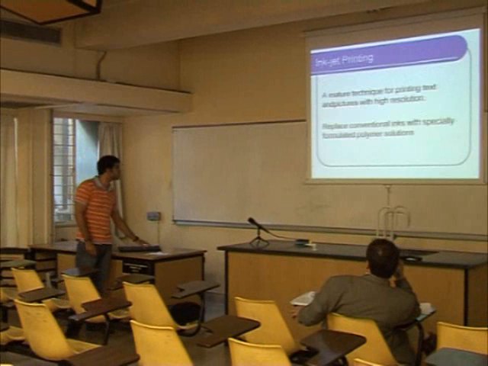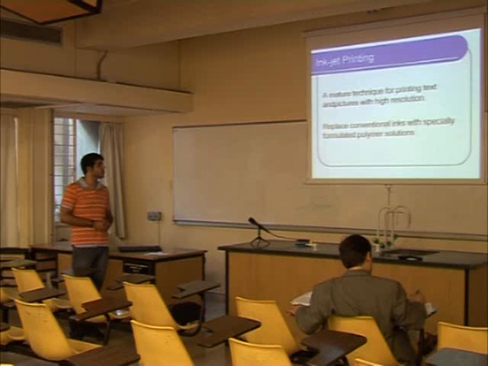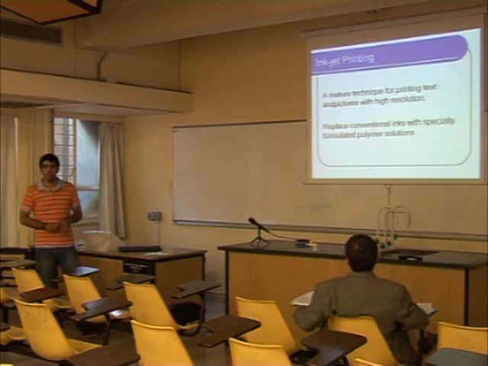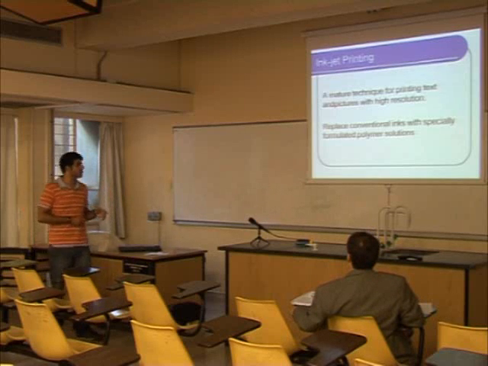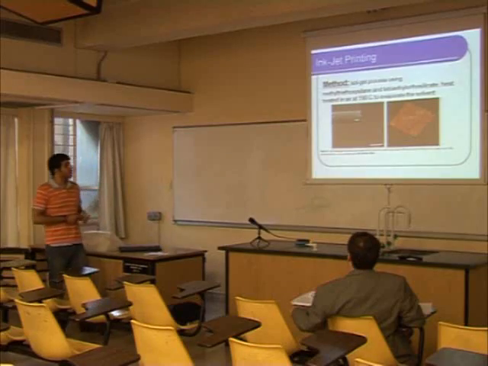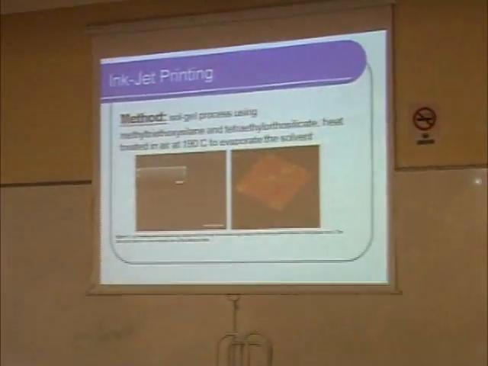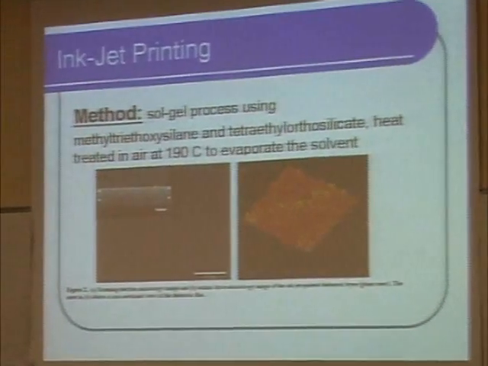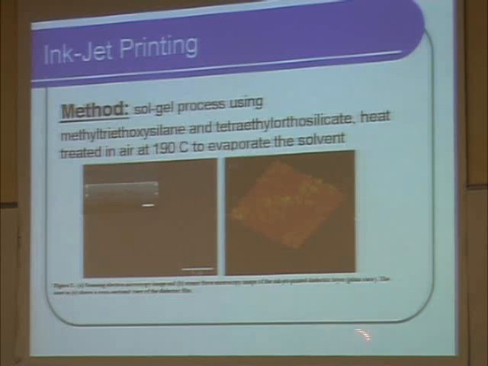The second method they talk about is inkjet printing, which is used for printing text and pictures with high resolution. To use this technique to produce the dielectric films, we must replace the conventional inks with specially formulated polymer solutions. Again, the method used to produce this dielectric film is the same as that for the spin-coated dielectric layer, using a sol gel process and treated in air at 190 degrees Celsius in order to evaporate the solvent. Figure B shows an atomic force microscopy image of the inkjet printed dielectric layer.